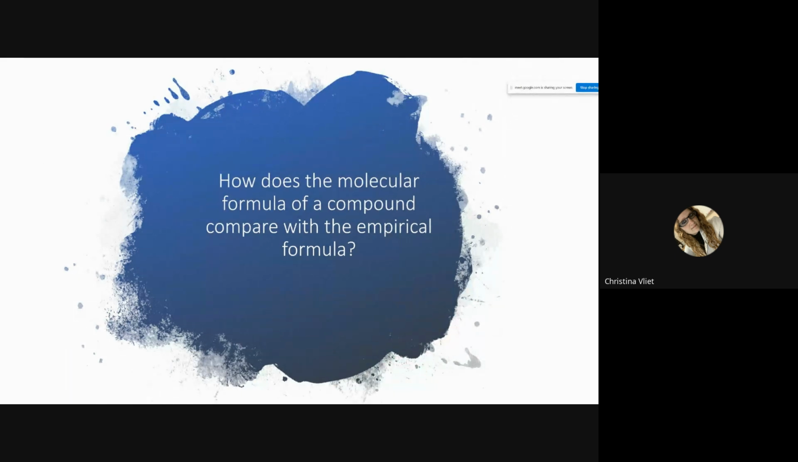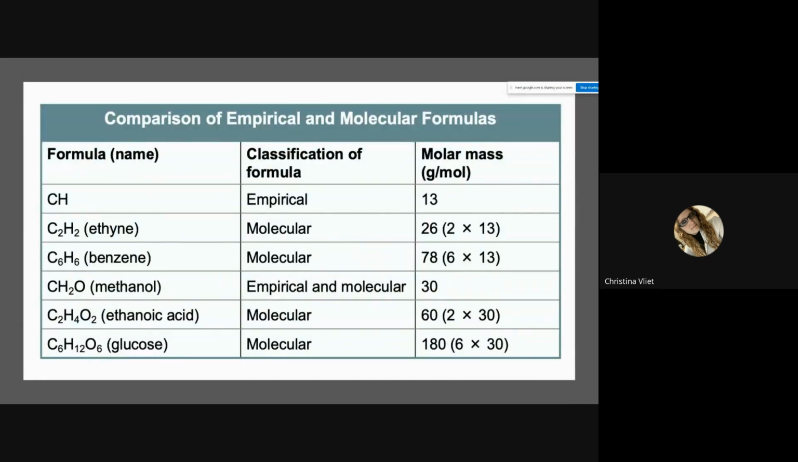How does the molecular formula of a compound compare with the empirical formula? And you're going to see a chart here. Do not memorize, but you need to understand the comparison. CH, and you may want to write this down, CH is not a molecule. There is no molecule CH that naturally exists on our planet. Why not? Because it's compound.